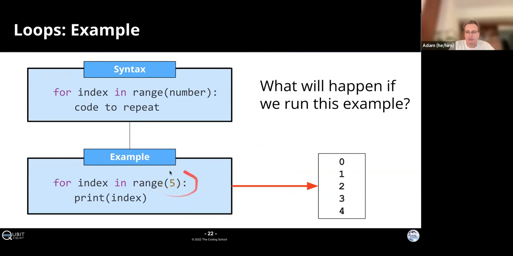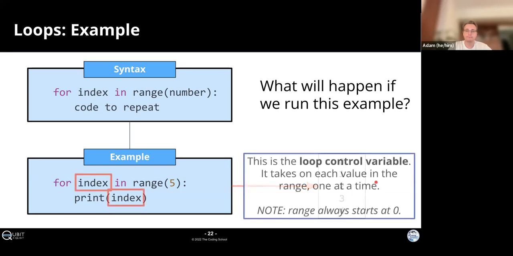The key thing here is range of 5 gives you how many times you will print or do whatever is in here. So notice there's 1, 2, 3, 4, 5 things we print, but we start at 0. It turns out that just like lists, when you do this, this index variable starts at 0. In computer science, a lot of things start at 0. We start counting at 0. So in fact, we count from 0, 1, 2, 3, 4. This is a very important part.